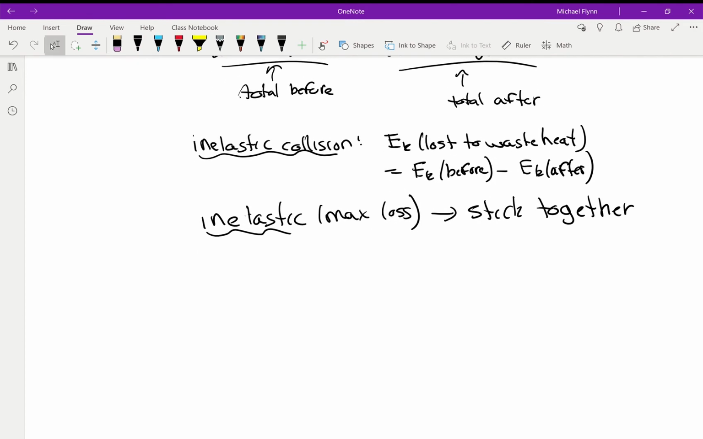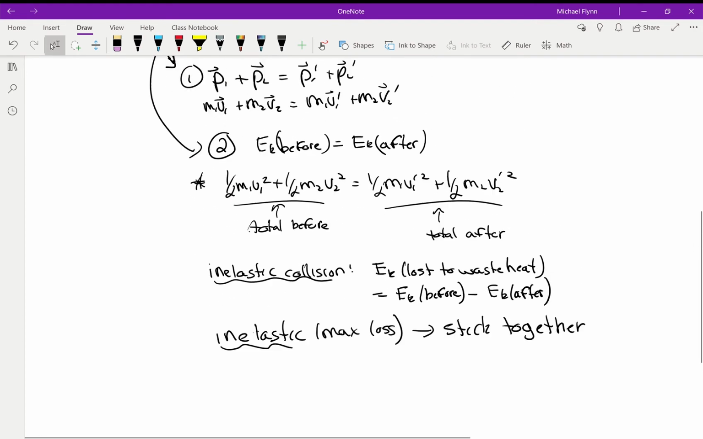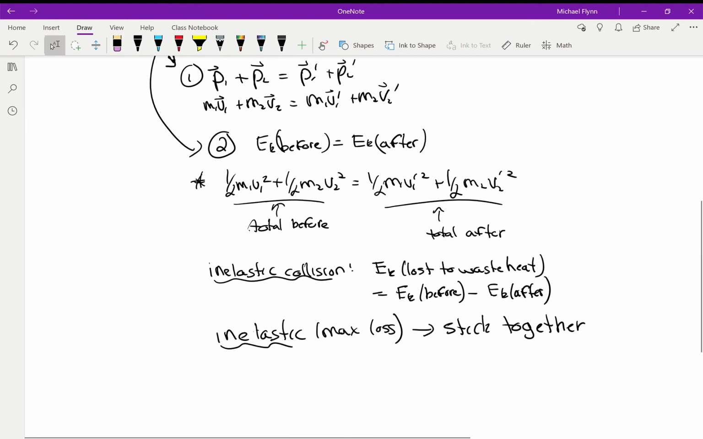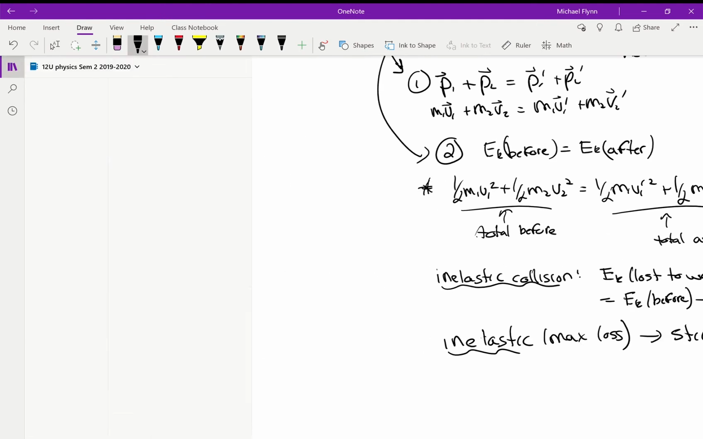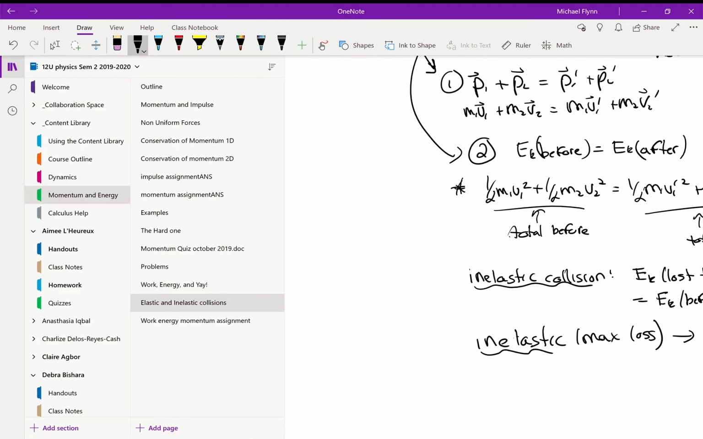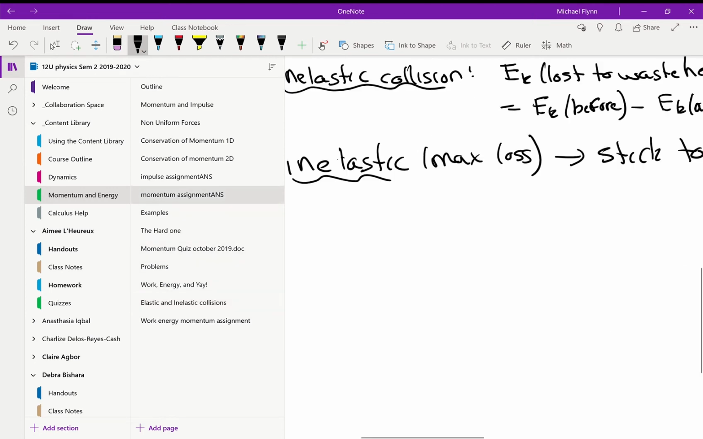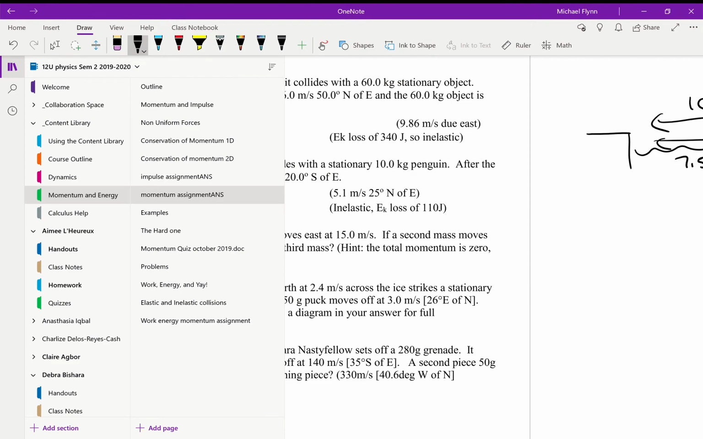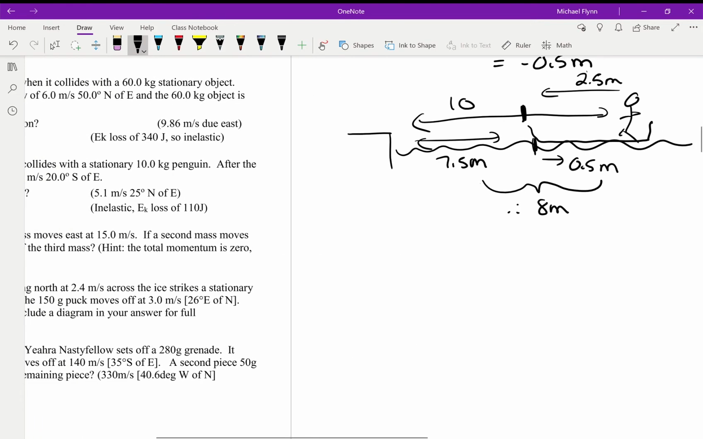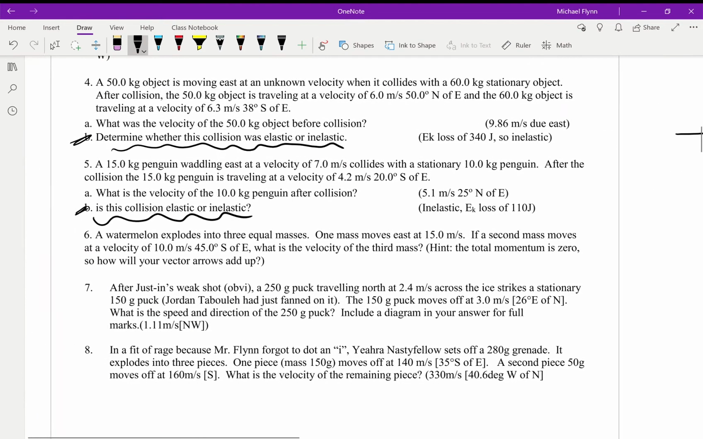All right, so now that you've seen this information, let's go ahead and do this question that's on here. Okay, so the question that's on the worksheet looks like this. Let me go back to it. All right, the penguin question.